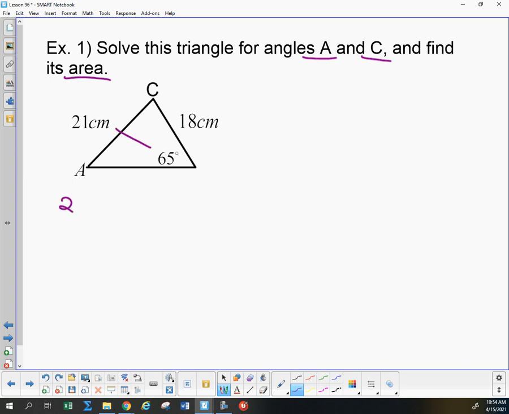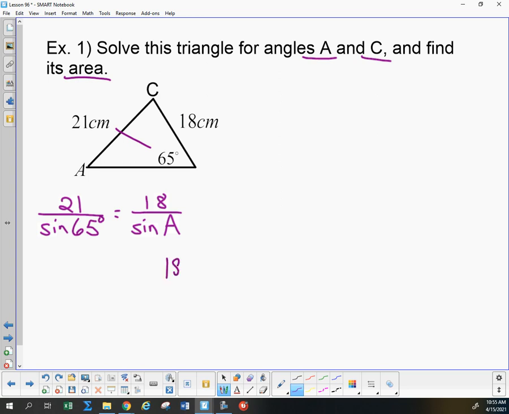So we can say 21 over the sine of 65 degrees has to be 18 over the sine of angle A, and that's also the missing side over the sine of angle C, but we don't know either of those, so that's not really going to be helpful right now. So you guys are going to help me out with the calculator part here.